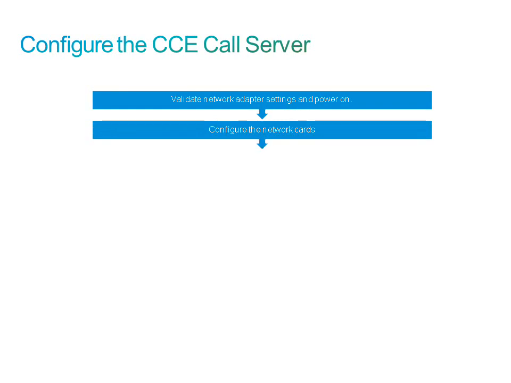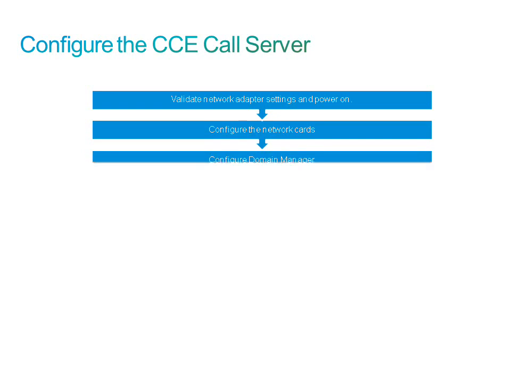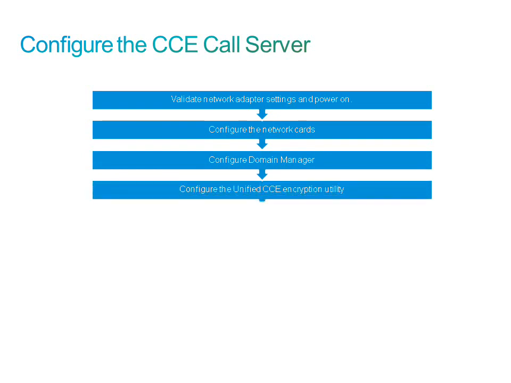Next, configure the network cards by renaming the first one to Visible. This is the public network card. And rename the second one to Private. Next, configure the domain manager by creating the Cisco root, facility, and instance OUs. Now configure the encryption utility by uninstalling and then installing the SSL certificate.